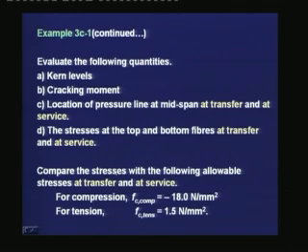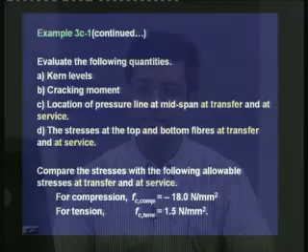For this member, evaluate the following quantities: A, the Kern levels; B, cracking moment; C, location of pressure line at mid span, at transfer, and at service. Once we know the location of the pressure line at mid span, we can draw the complete pressure line, because at the ends the location of the pressure line is at the CGC, since the CGS does not have any eccentricity at the ends, and at the end the moment is zero. There the pressure line and the CGS coincide at the CGC.